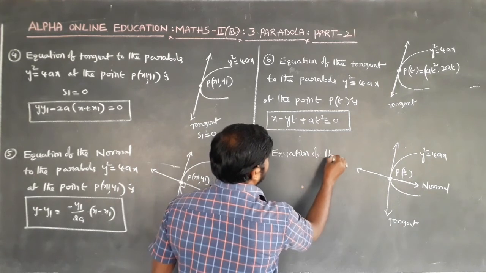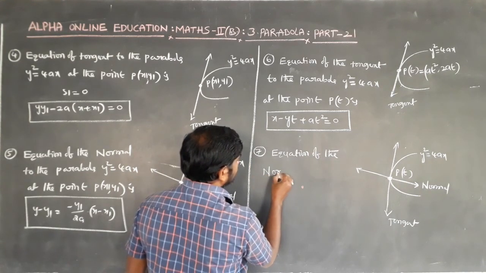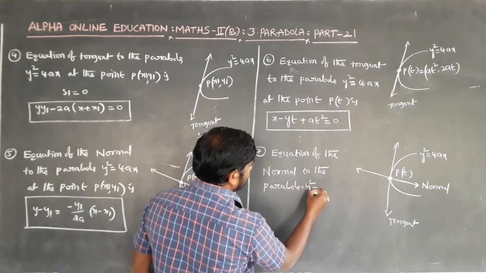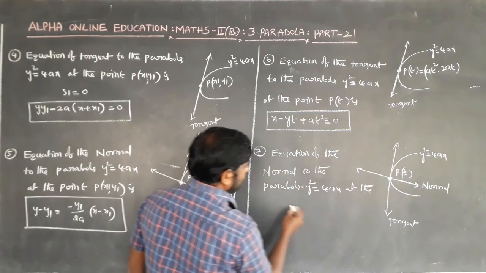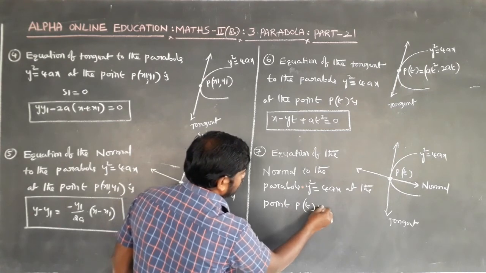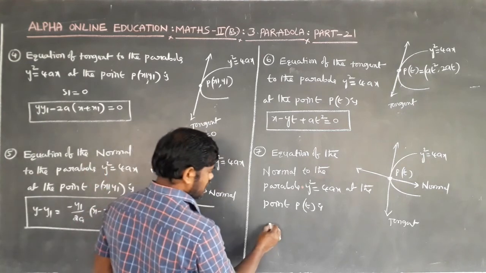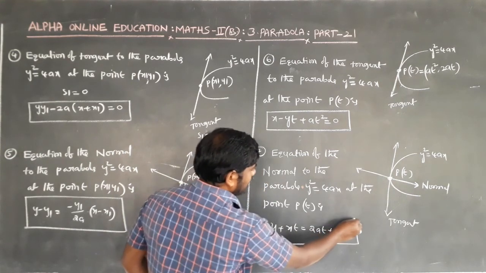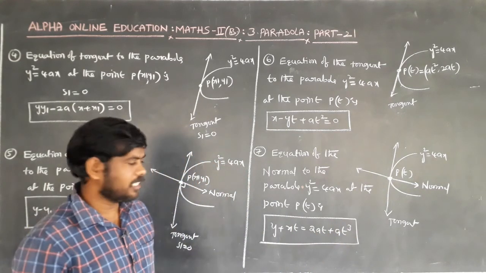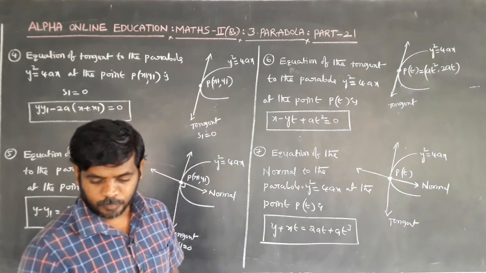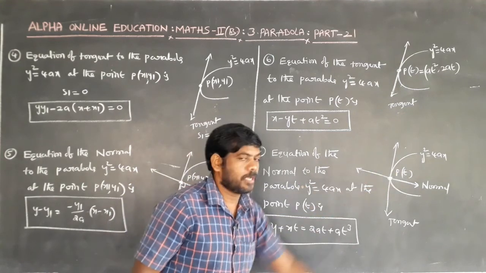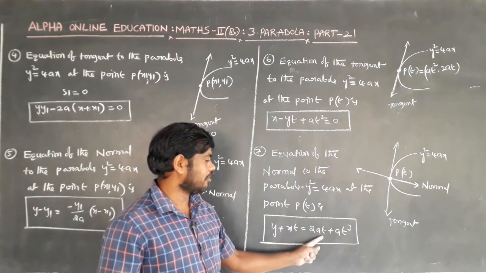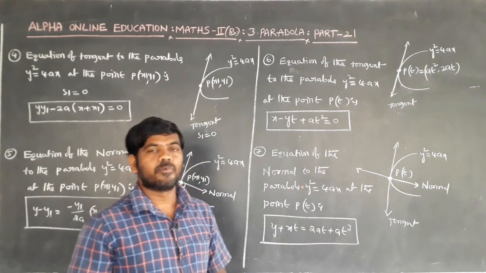Equation of the normal to the parabola y square is equal to 4ax at the point P of t is y plus xt is equal to 2at plus at cube. This is the equation of the normal to the parabola y square is equal to 4ax at the point P of t: y plus xt is equal to 2at plus at cube. These are the most important formulas.